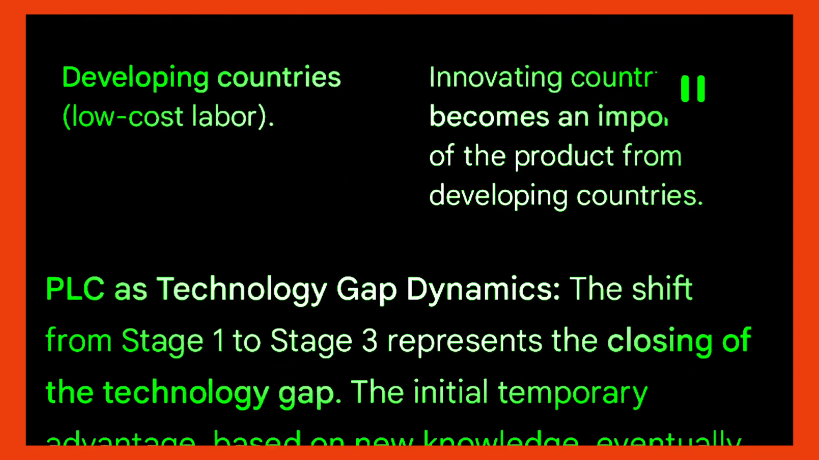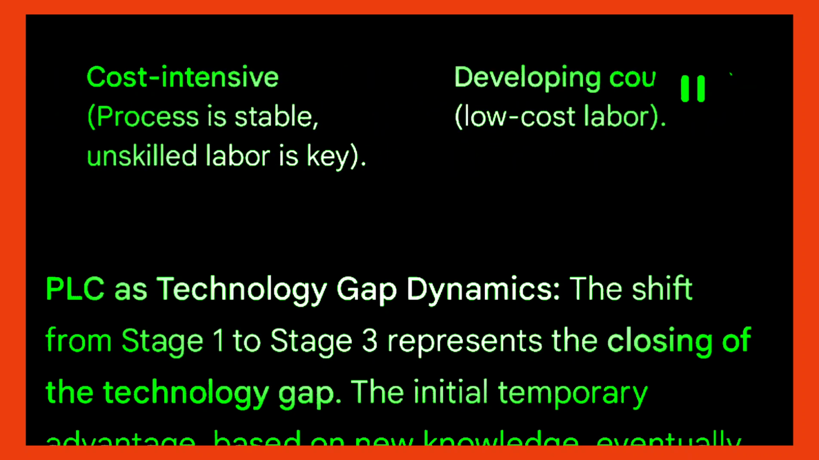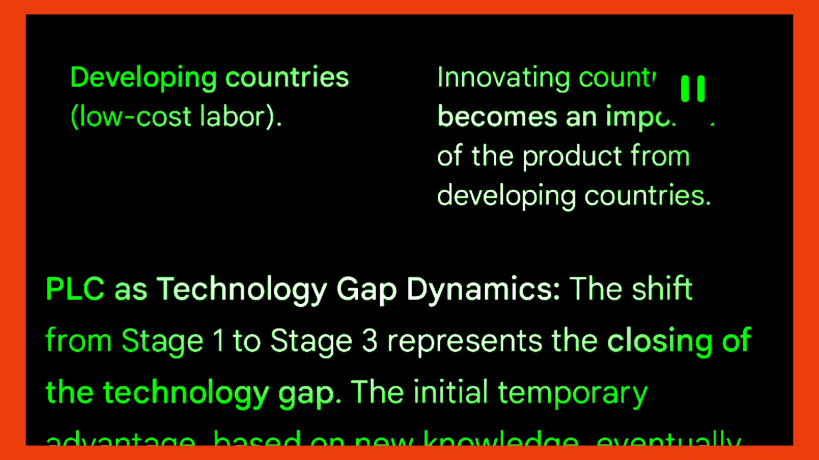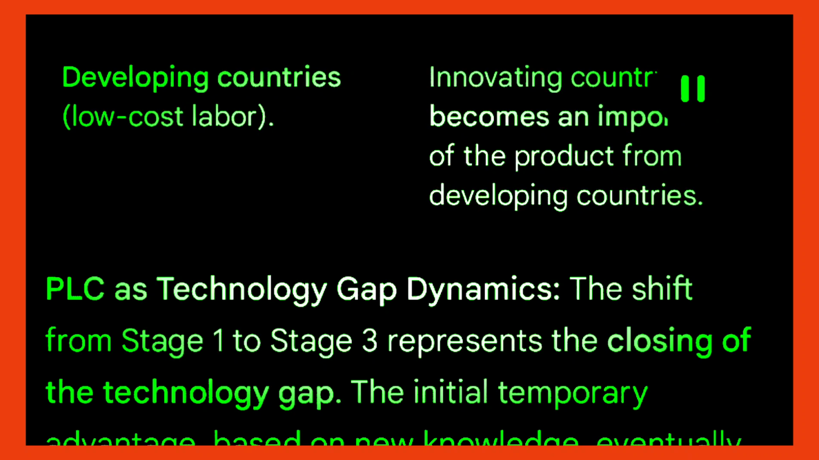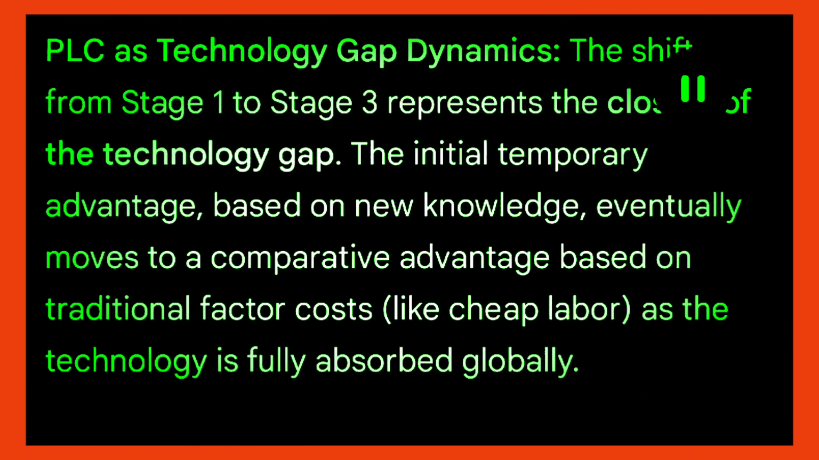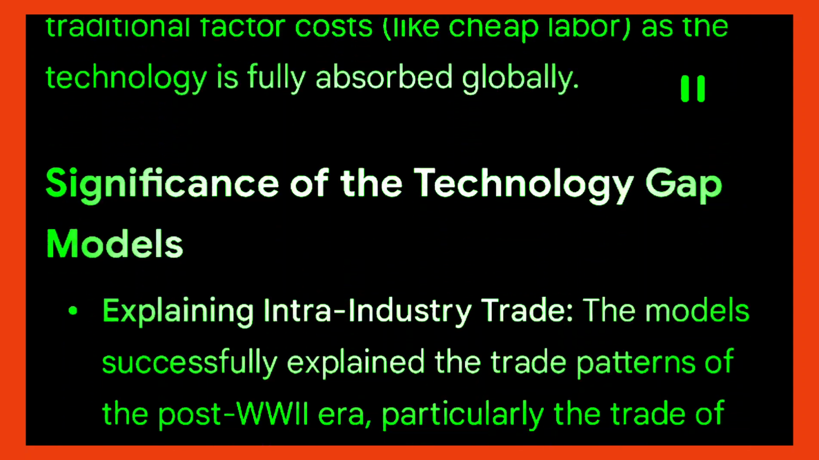3. Standardized product: cost intensive. The process is stable, and unskilled labor is key. Production moves to developing countries with low-cost labor, and the innovating country becomes an importer of the product from developing countries. PLC as technology gap dynamics. The shift from stage 1 to stage 3 represents the closing of the technology gap. The initial temporary advantage based on new knowledge eventually moves to a comparative advantage based on traditional factor costs like cheap labor, as the technology is fully absorbed globally.